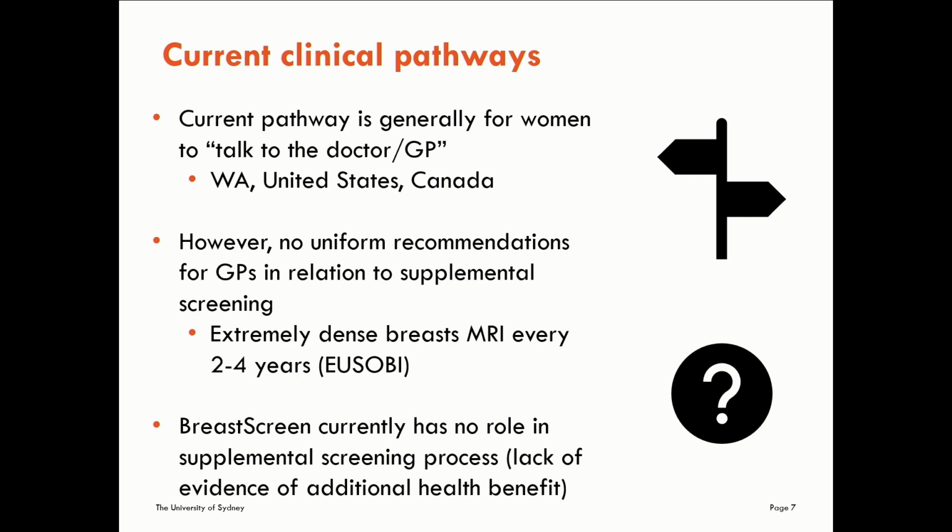So in Europe, the European Society of Breast Imaging, I believe is what EUSOBI stands for, has recommended quite recently that women in the extremely dense category, so category D, that's around 10% of women in the screening population, be screened additionally with MRI every 2 to 4 years. But that's the only real guideline out there at this time, and there's quite a bit of controversy around it for the reasons I stated before. And here in Australia, BreastScreen currently has no role in the supplemental screening process, and this is really due to that lack of evidence of additional health benefit.